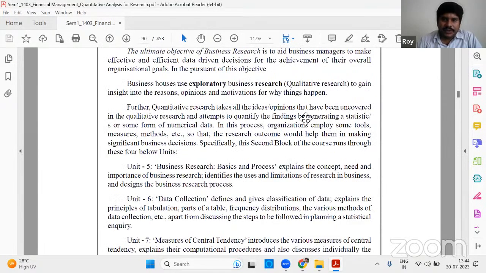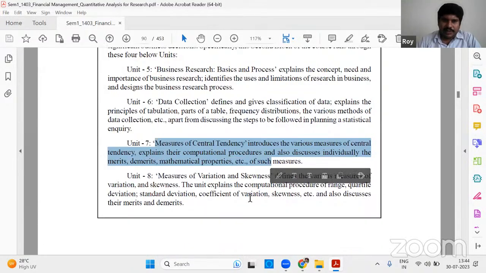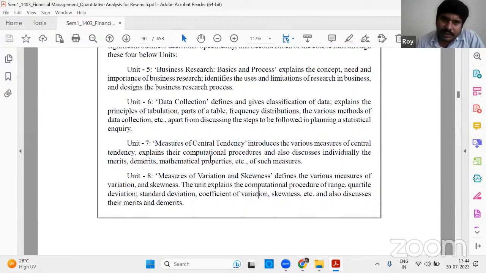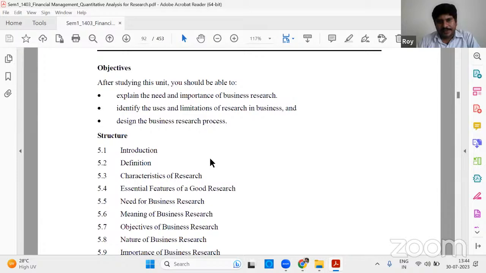Okay, in this 5th unit, these are the things that we are going to learn: basic research concepts and the process, the data collection method, measures of central tendency, and measures of variation, skewness. We will try to complete at least 2 or 3 units now, the basic covering of this.